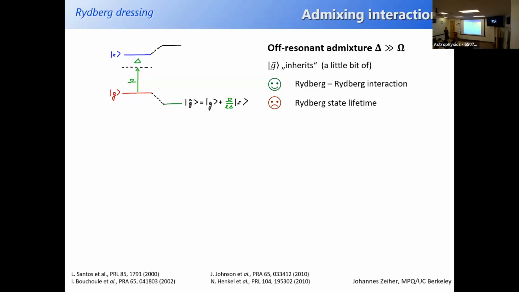but of course, by admixing some of the decaying Rydberg state, you also get some of the lifetime limitations, some of the decoherence that is associated with the Rydberg state. And that's something you don't want. We don't want it at this point. So conceptually, this is very simple. And the question is, of course, does this work? And how does it work?